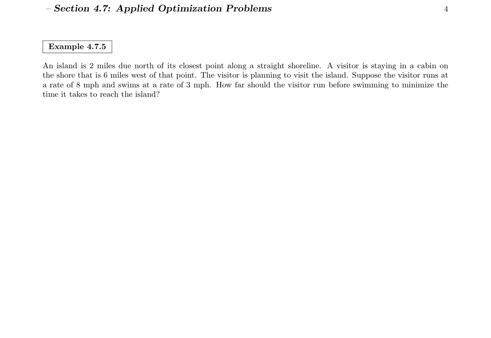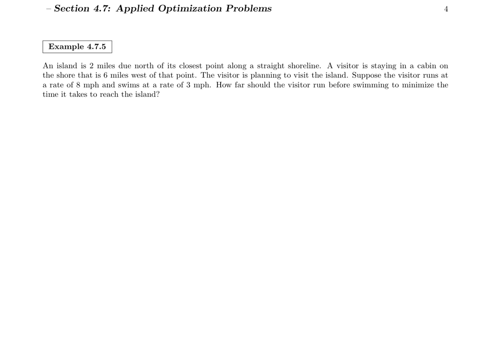So the problem says an island is 2 miles due north of its closest point along a straight shoreline. A visitor is staying in a cabin on the shore that is 6 miles west of that point. The visitor is planning to visit the island. Suppose the visitor runs at a rate of 8 miles per hour and swims at a rate of 3 miles per hour. How far should the visitor run before swimming to minimize the time it takes to reach the island?